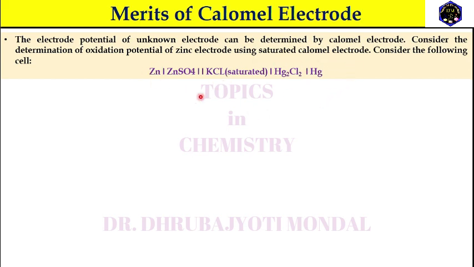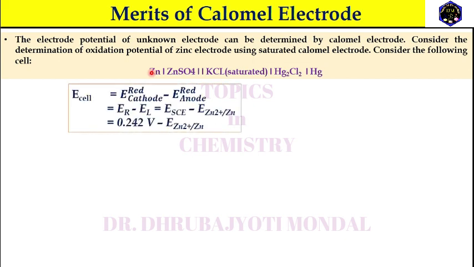So here is a cell. You can see Zn | ZnSO4 || KCl (saturated) | Hg2Cl2 | Hg. Here is the right hand cell, here is the left hand cell. Here is the anode, here is the cathode. Anode means oxidation, so oxidation takes place here and reduction takes place here. So what is the E cell? E cell is equal to the reduction potential of the cathode minus the reduction potential of the anode. So you can write E_R, the right hand side, minus E_L, the left.